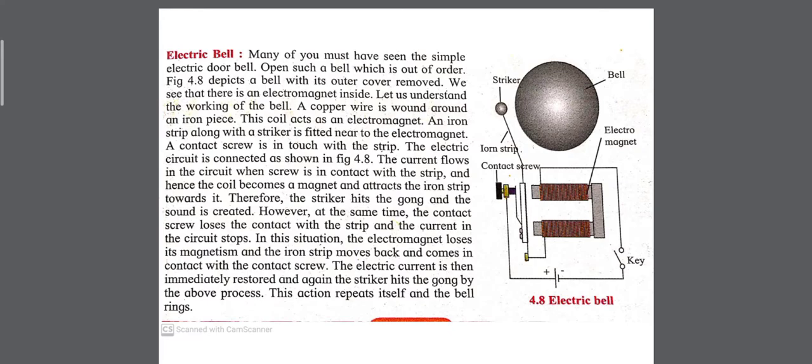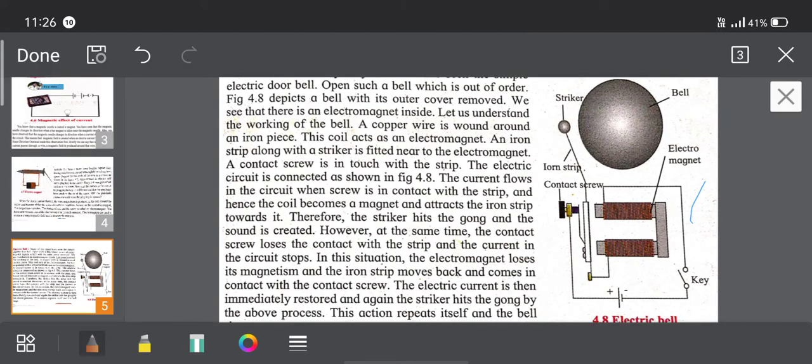Many of you must have seen the simple electric doorbell. Open such a bell which is out of order. Figure 4.8 depicts a bell with its outer cover removed. We see that there is an electromagnet inside. So this is the electromagnet.